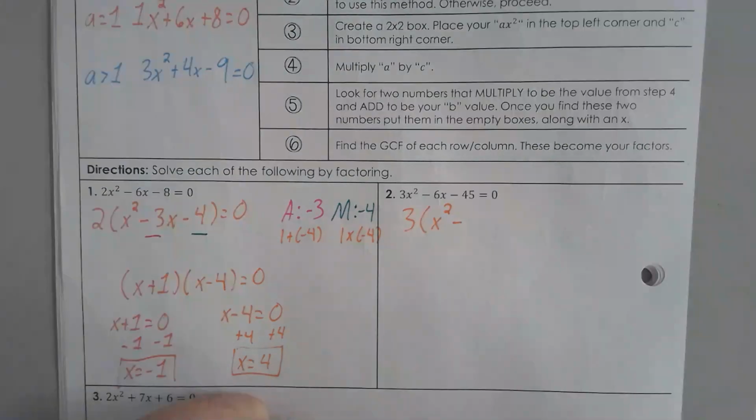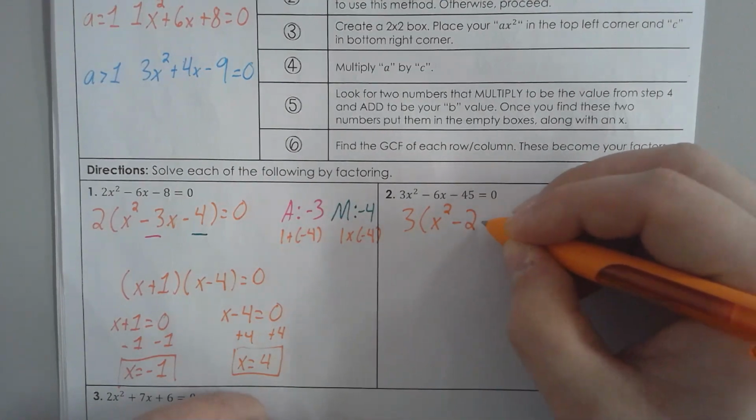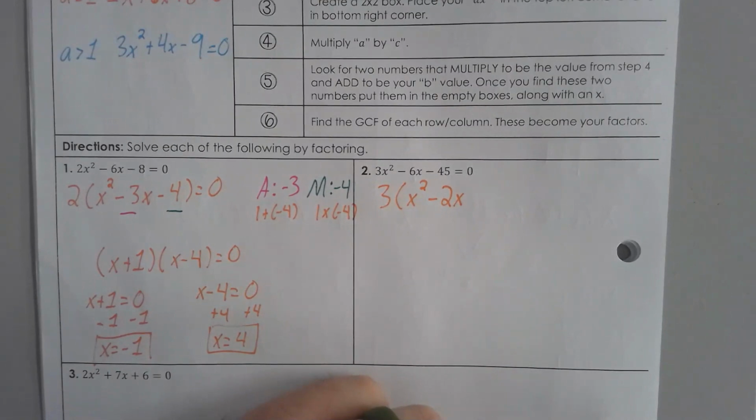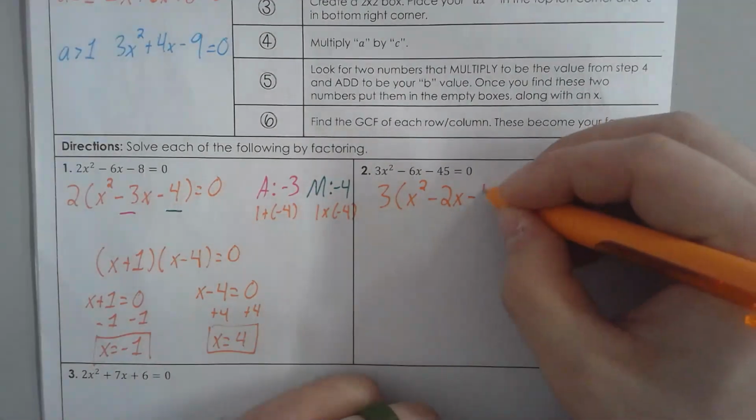Negative 6 divided by 3. Get a minus 2x there. And what about 45 divided by 3? Yep, minus 15.